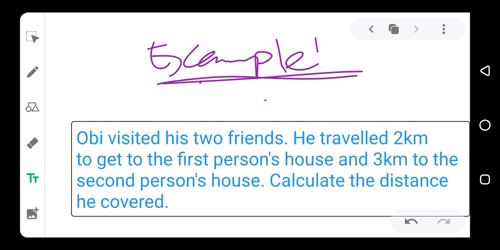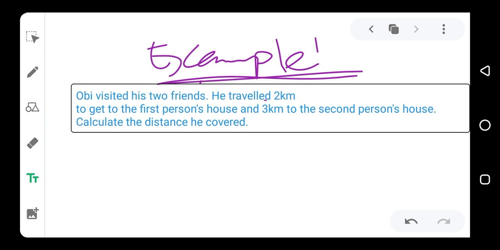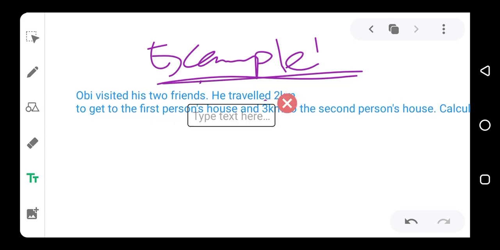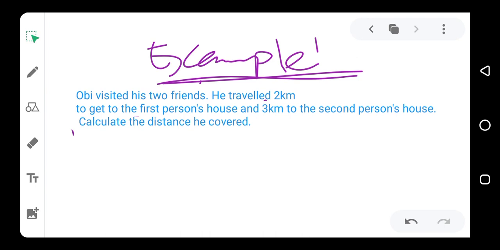Now this is a word problem. Now how can we solve this? Obi visited his two friends. He traveled 2 kilometers to get to the first person's house and 3 kilometers to the second person's house. Calculate the total distance he covered.